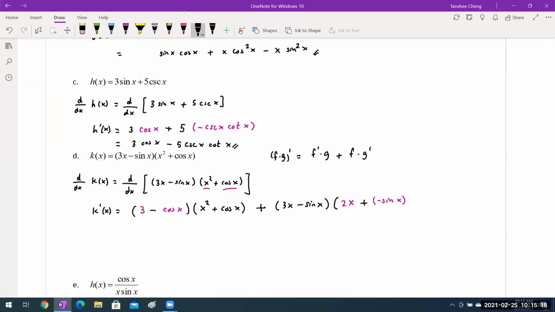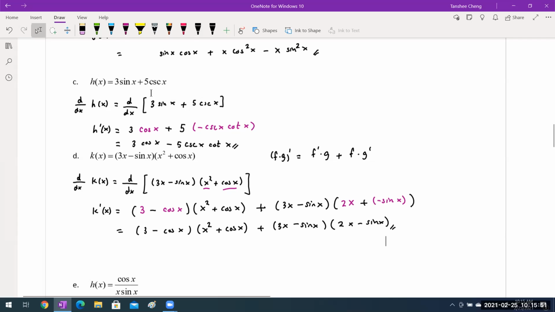So now I have finished taking derivatives. Rewriting a little bit and simplifying 3 minus cosine x, at the same time thinking about whether there is anything I can factor and then simplify. In this case, there isn't. So that will be negative sine x, 2x minus sine x. And that will be my final answer. I can leave it in this product format.